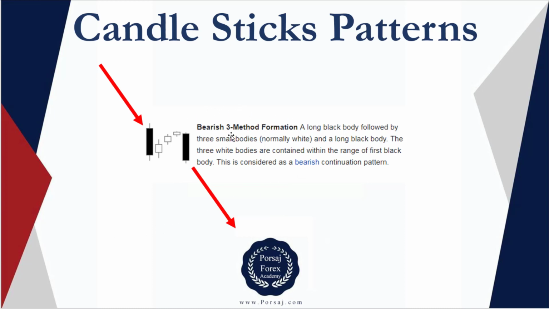The bearish three-method formation is a candlestick pattern that occurs within the context of a price chart and suggests a continuation of a bearish trend. It is a combination of several candlesticks that provides insights into potential market movements. This formation is part of the Japanese candlestick charting techniques used in technical analysis.